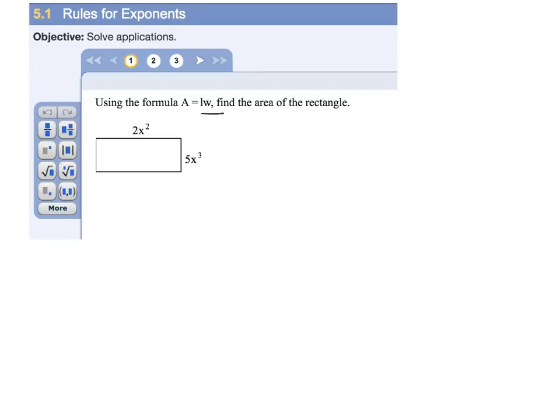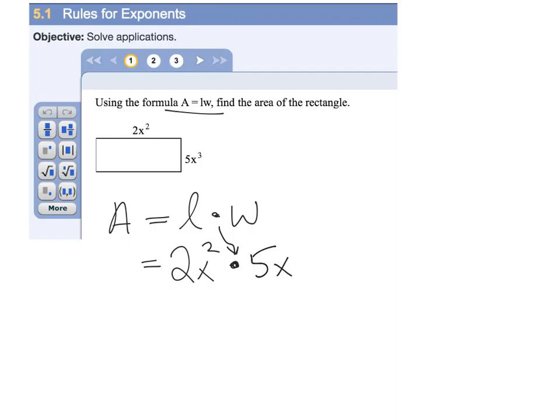Using the formula, area is equal to length times width, we're supposed to find the area of this rectangle. Of course, it's a bunch of variables and stuff, but we're not going to let that freak us out. So basically, we're going to replace the L with the 2x squared times, because that little times sign comes straight down, and then we're going to replace the width with 5x cubed.